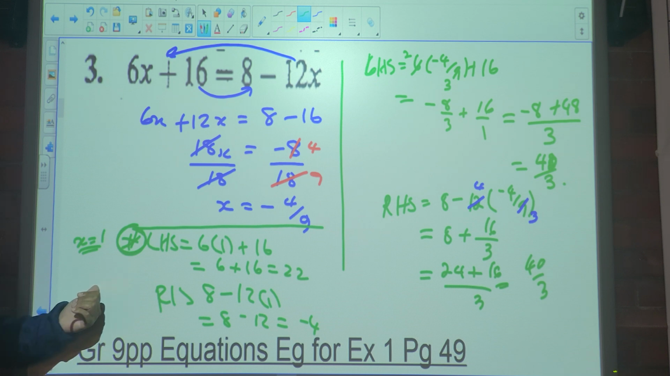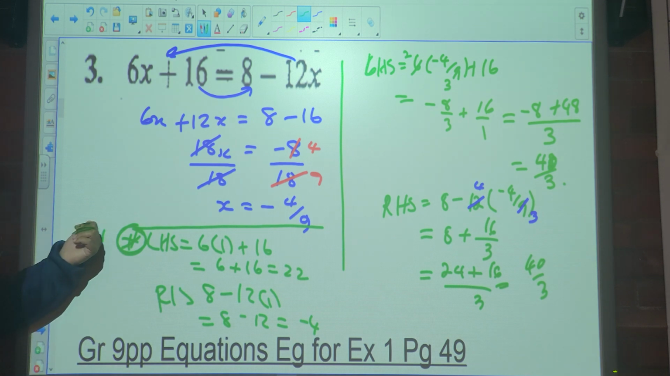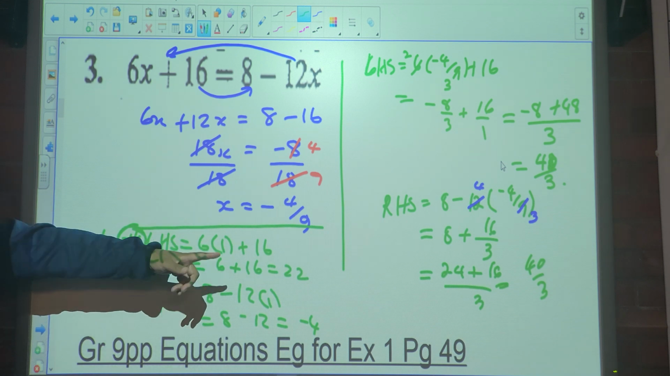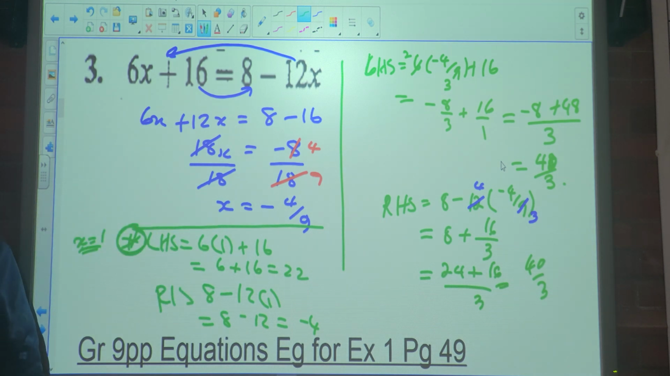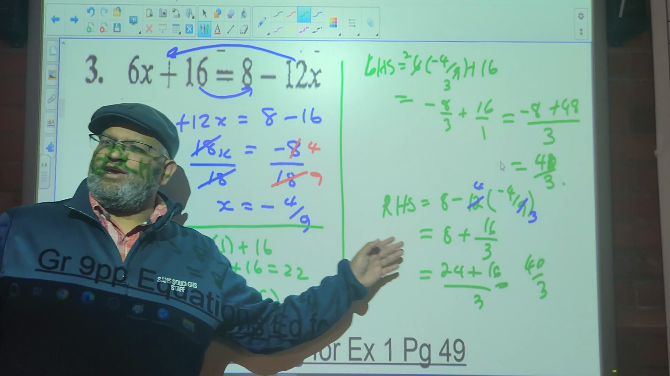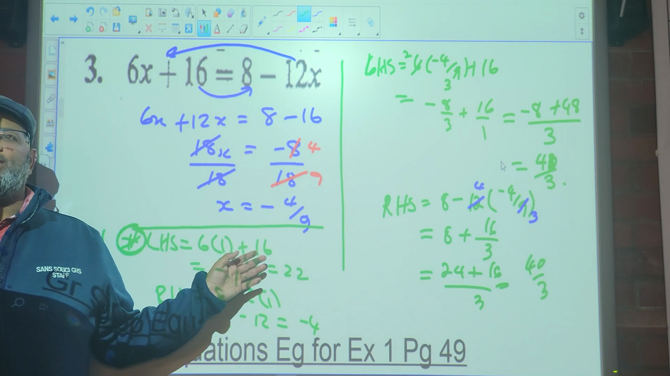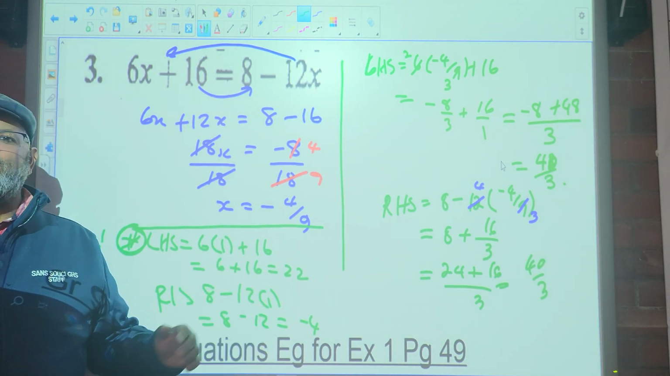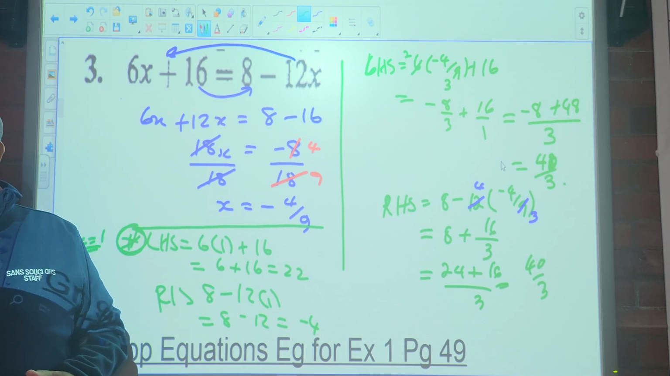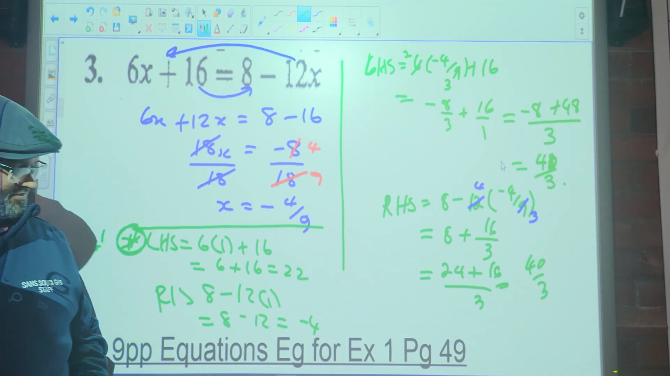You can try an infinity amount of x values here. Nothing will work other than x is equal to negative 4 over 9. Does it make sense? Do I have to test for everyone? No. But this is just a tool of checking that in your exam that your answer is correct. Okay, you guys understand?